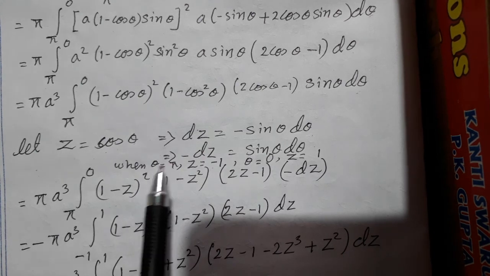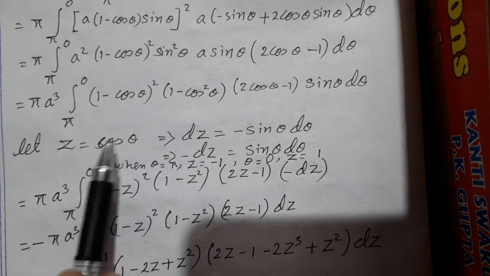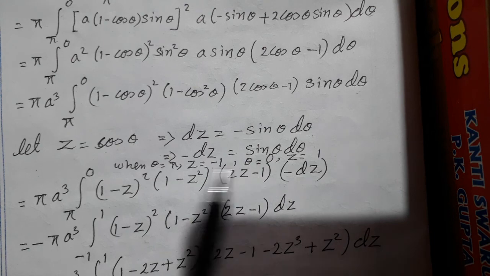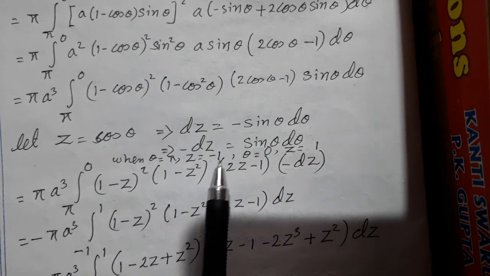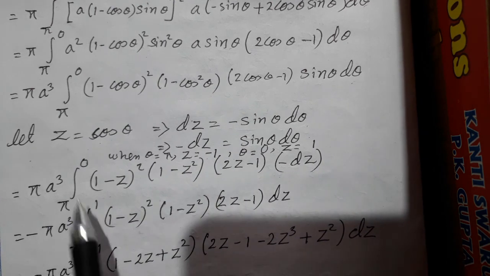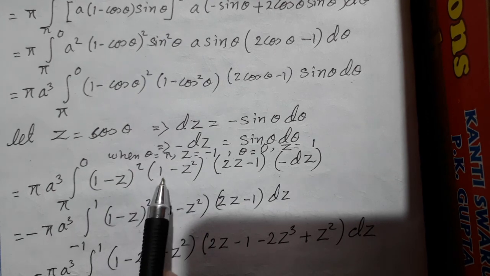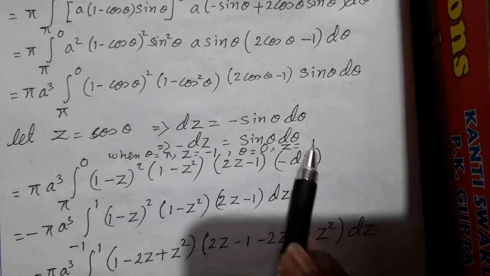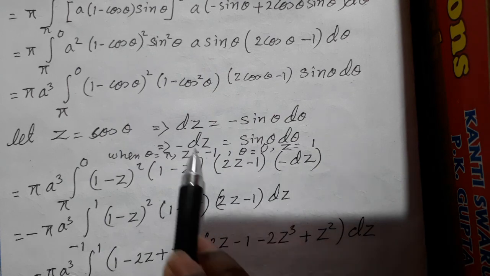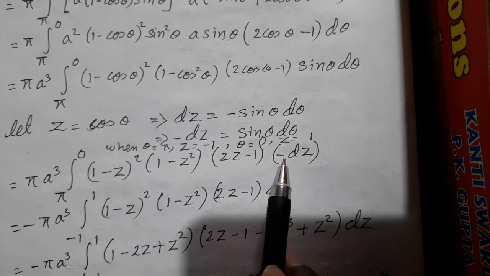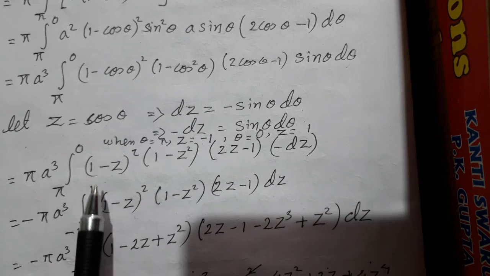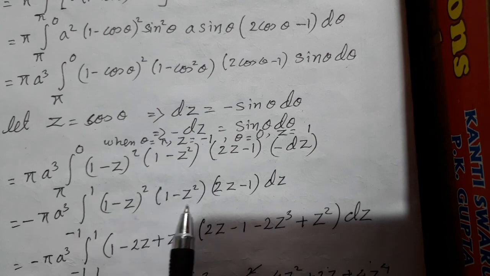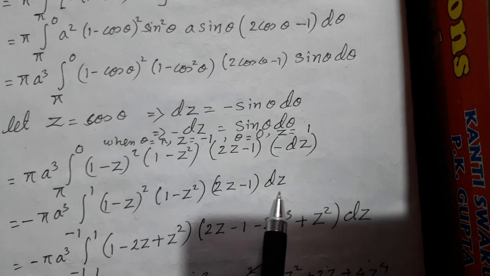We have to change the limit. When theta is pi, we get z equal to minus 1. When theta is 0, we get z equal to 1. So the limit changes from minus 1 to 1. So we have (1 minus z) whole squared, (1 minus z squared), (2z minus 1), and in place of sin theta d theta, you put minus dz. This minus you take out, so you get minus pi a cube, and the limit changes from minus 1 to 1 of (1 minus z) whole squared (1 minus z squared)(2z minus 1) dz.